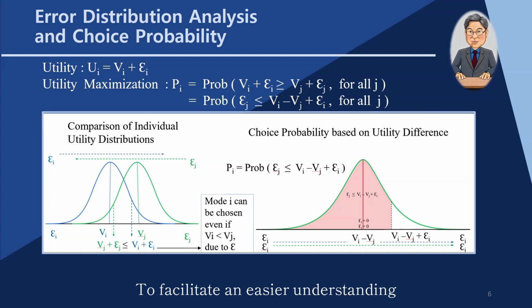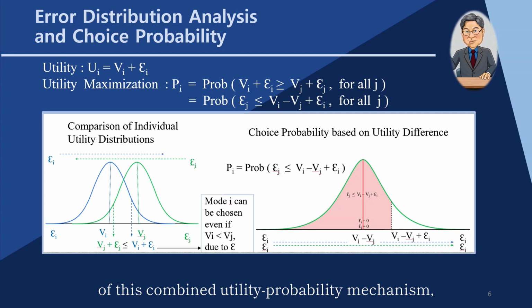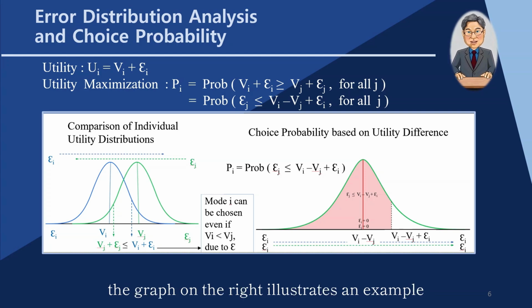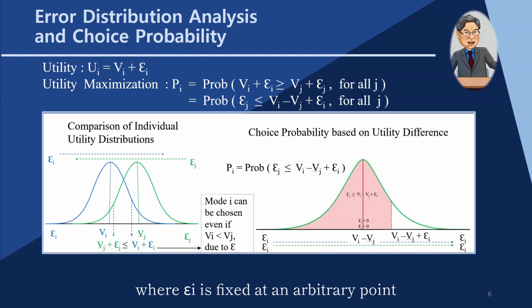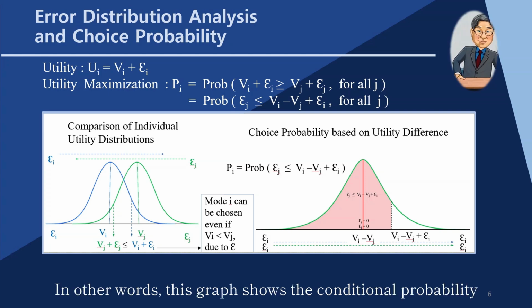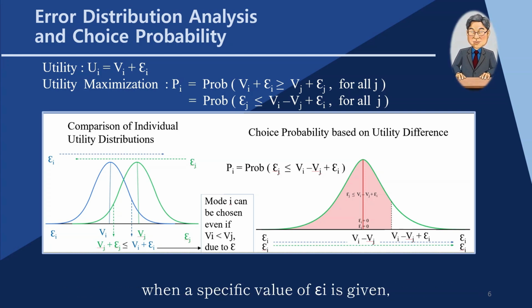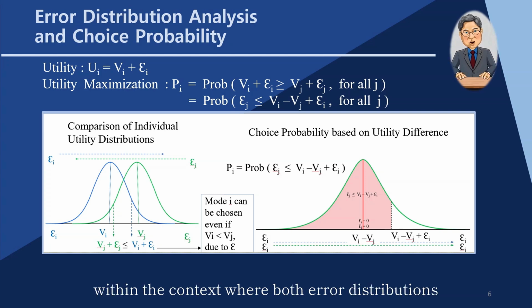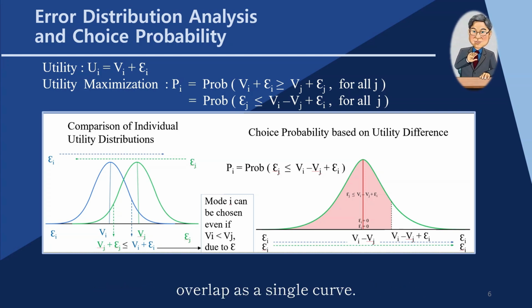To facilitate an easier understanding of this combined utility probability mechanism, the graph on the right illustrates an example where epsilon I is fixed at an arbitrary point within its continuous range from -infinity to +infinity. In other words, this graph shows the conditional probability when a specific value of epsilon I is given within the context where both error distributions overlap as a single curve.